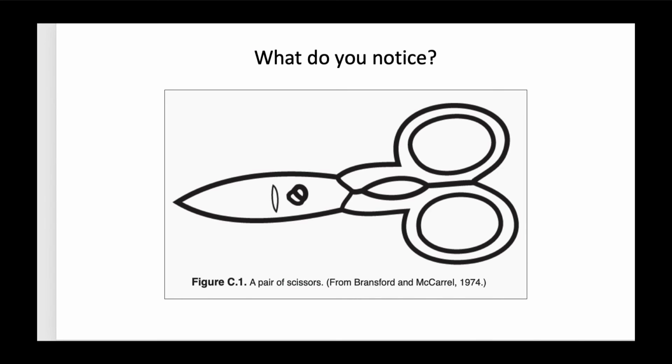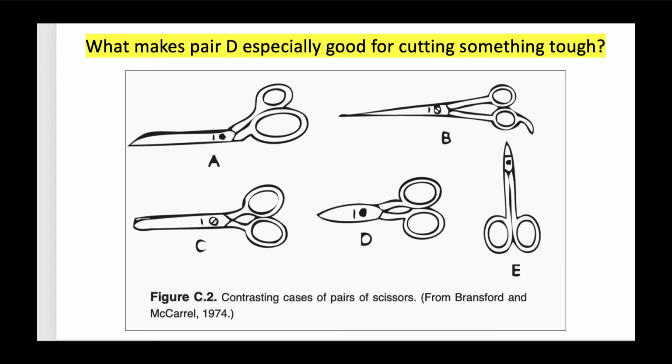Here you see a single pair of scissors. If someone asked you what you notice, you might observe there isn't anything too remarkable about them. They simply have a blade and handles for your fingers. Now, let's look at the same pair of scissors when they're contrasted with other examples.